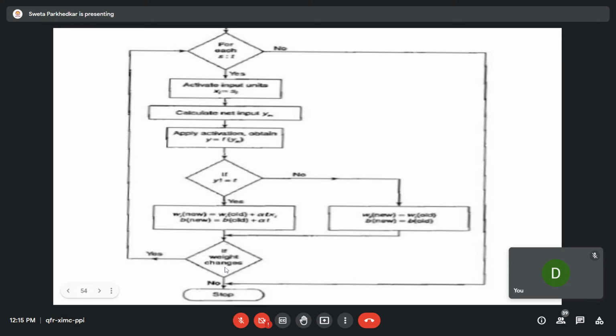Then it will again check whether the weights changed. If so, go for the iteration again, apply the activation function and update the weights. And if there are no weight changes, it will stop the process. Is it clear now? Yes, ma'am.